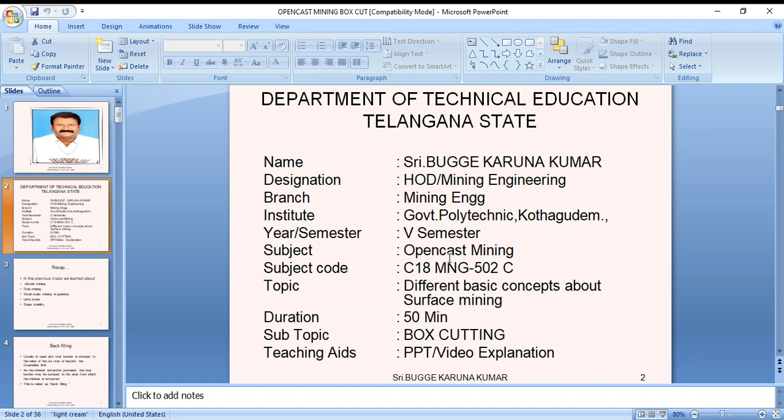Different basic concepts about surface mining. In part one, I am going to explain about the complete box cut as well as backfill. These two are different activities, end to end activities. Box cut is the initial operation. Backfilling is another of the end operations. So I am going to explain with around 36 PPTs with video and voice overs.